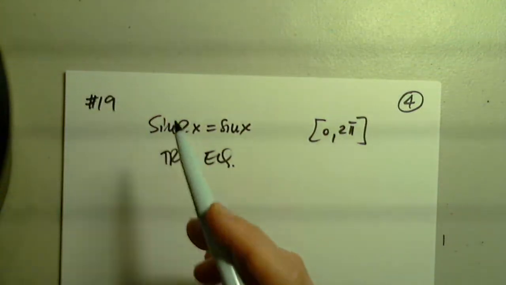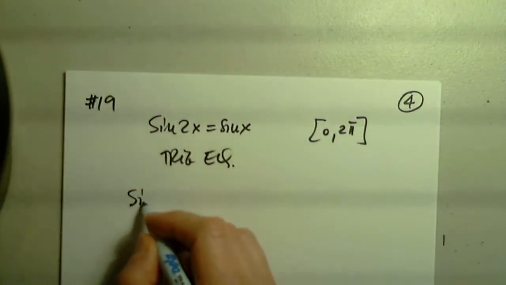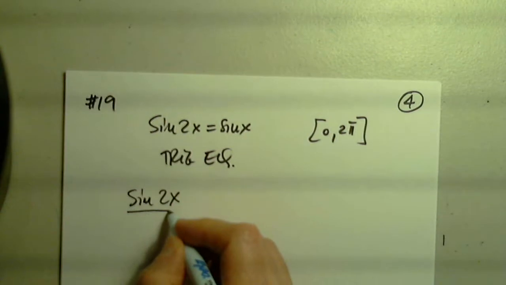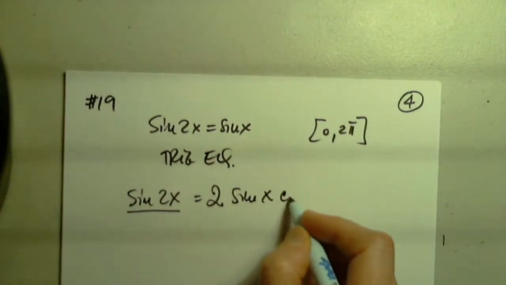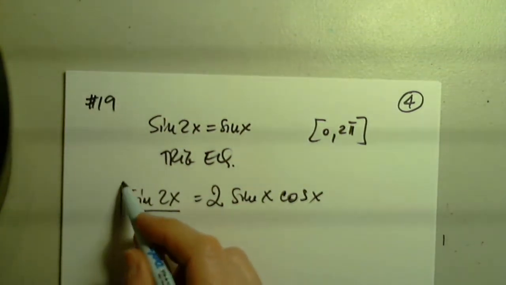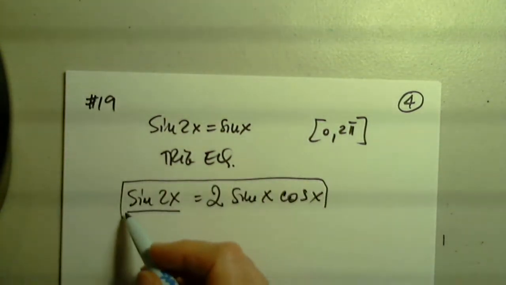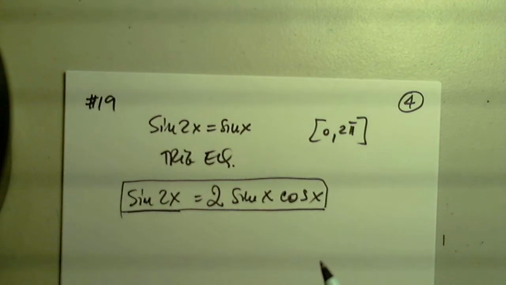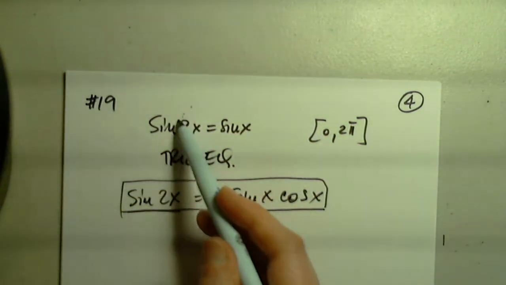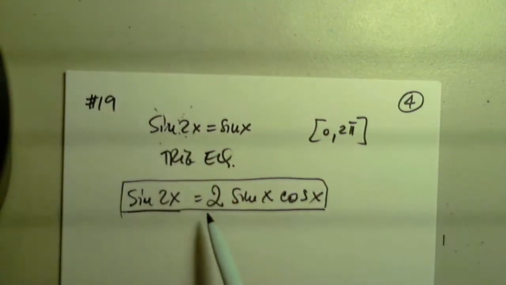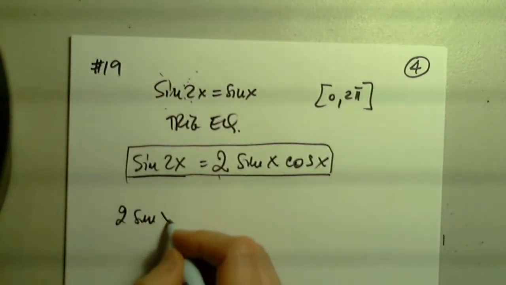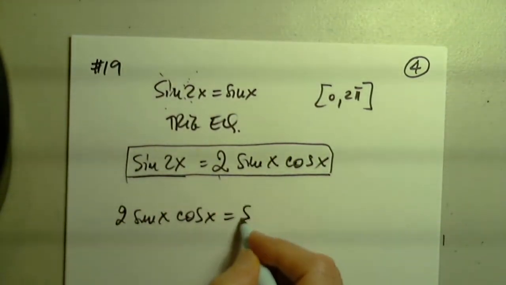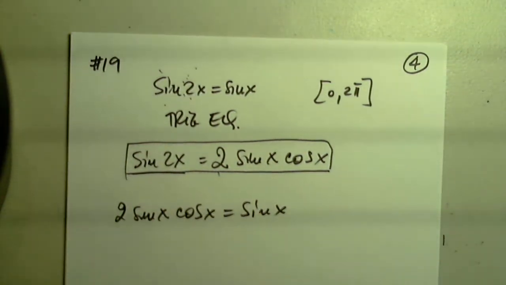We have a lot of trig identities, and one of them is sine of twice x. So this is twice sine x cosine x. Without this identity, we will not be able to solve this equation. So this piece will be replaced by 2 sine x cosine x. So 2 sine x cosine x equals sine x.